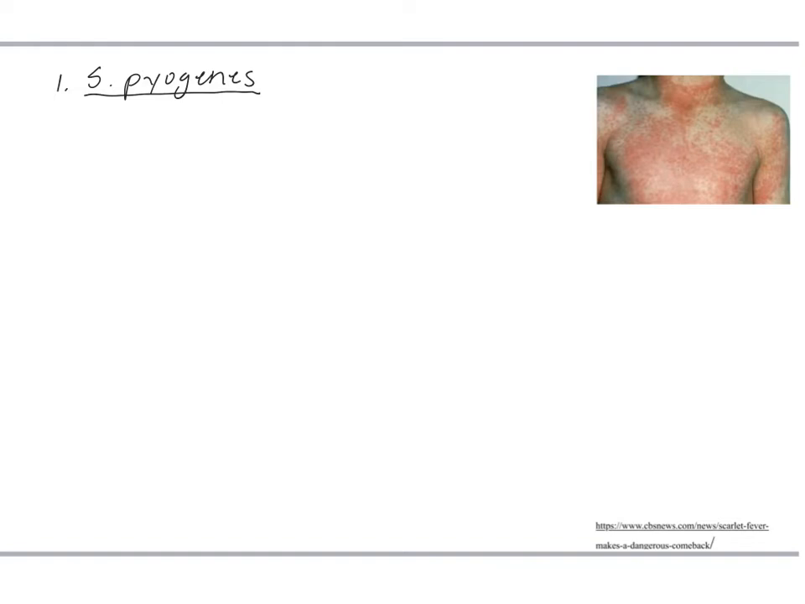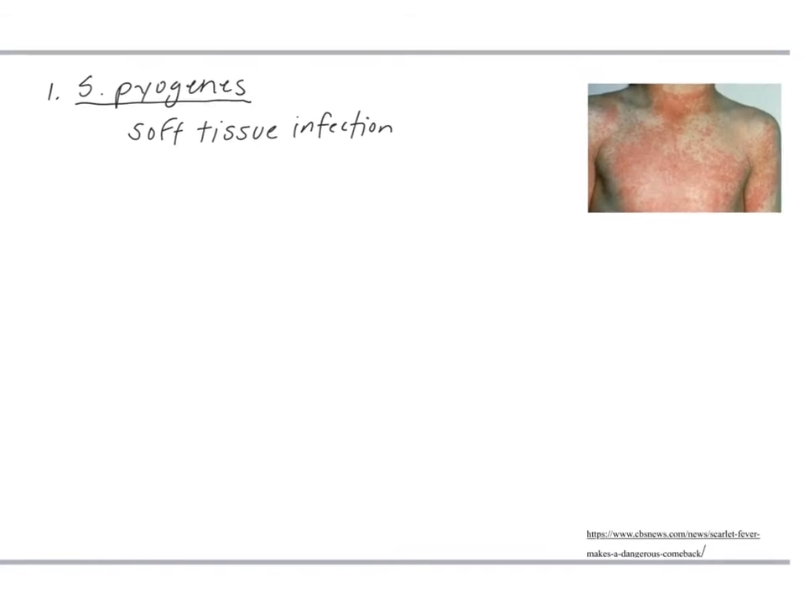Lots of infections caused by Streptococcus pyogenes. We can kind of split this up into groups. One group is considered soft tissue infections, and that just means the microbial invasion of the skin and layers directly underneath. Okay, so like I mentioned, probably the most common, or one that you've heard of the most, soft tissue infection of Strep pyogenes would be strep throat.